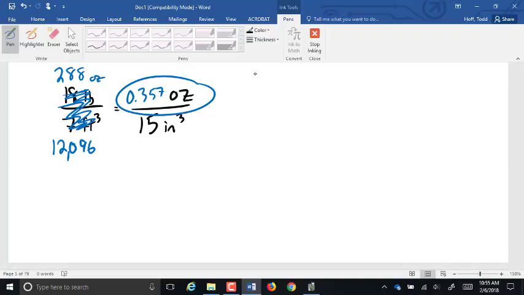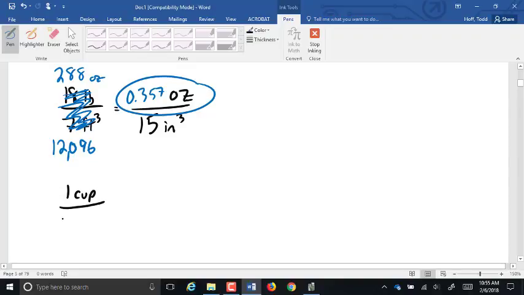Let's try another one similar to that. Let's say you were going to do an additive, and the additive calls for 1 cup to be added to every 50 cubic inches. I want to know how many gallons to be added to a tank that is 200 cubic feet. Give that one a shot.